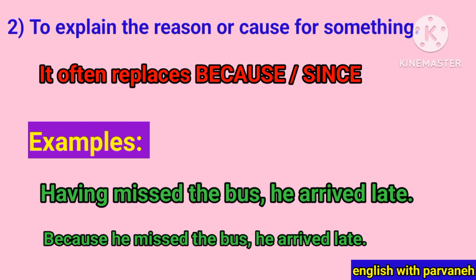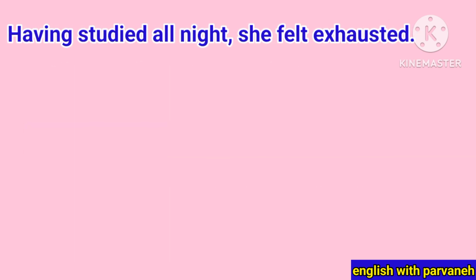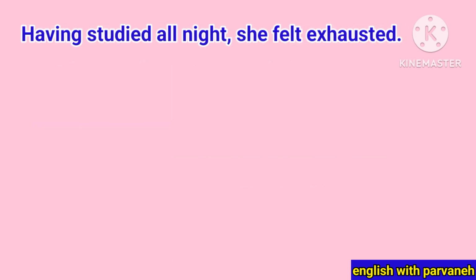So we do not need because in this sentence. We do not need he. We omit both of them. The verb missed is left. We add having, which shows past tense. And missed is already the past participle, because we've got missed in past, and missed, past participle of the verb miss. The next example, having studied all night, she felt exhausted.